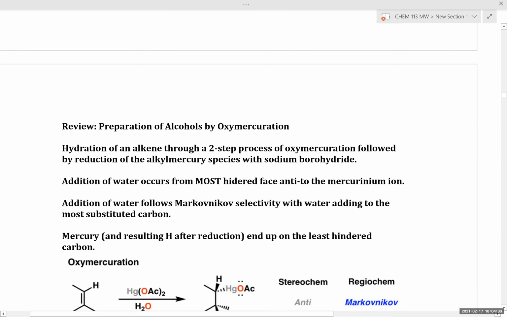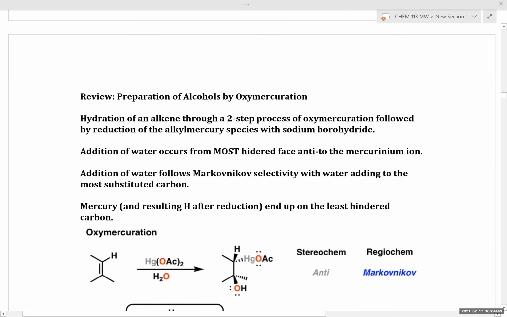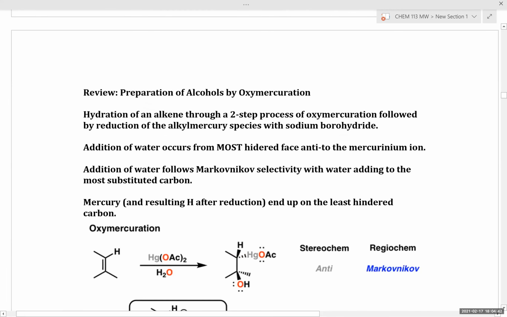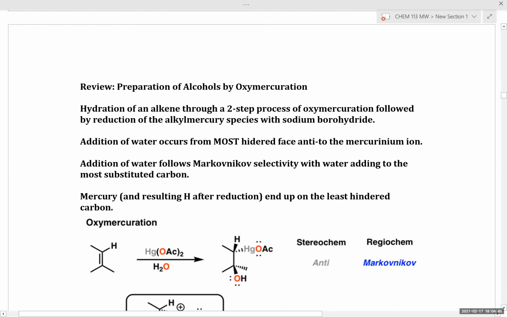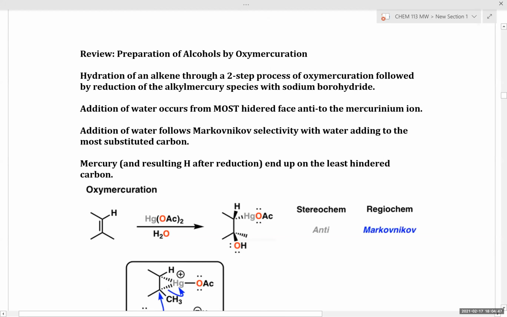Okay, so we're going to talk about methods to prepare alcohols. And the first block of methods that we're going to talk about are methods to prepare alcohols from alkenes. Now, if you need a review on any of these concepts, this is primarily found in the 112 chapter 7 notes that I have on Canvas.